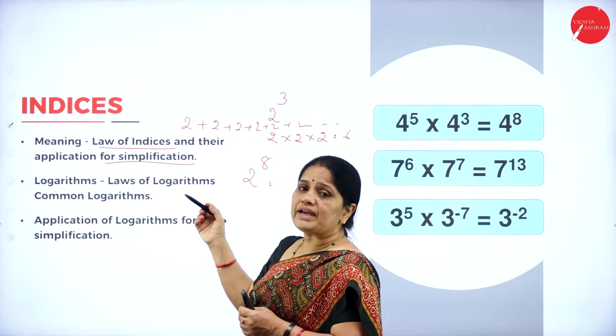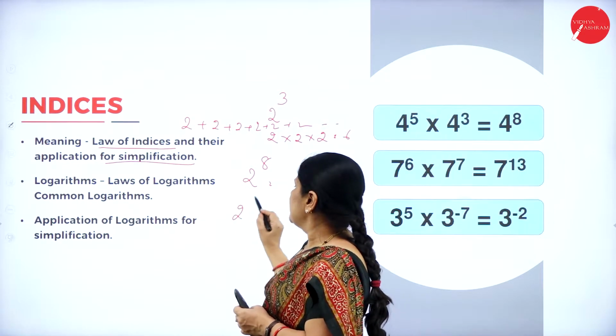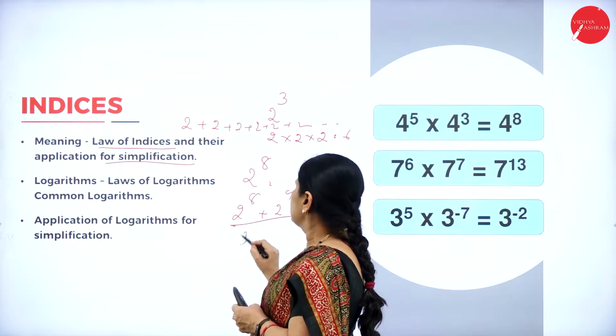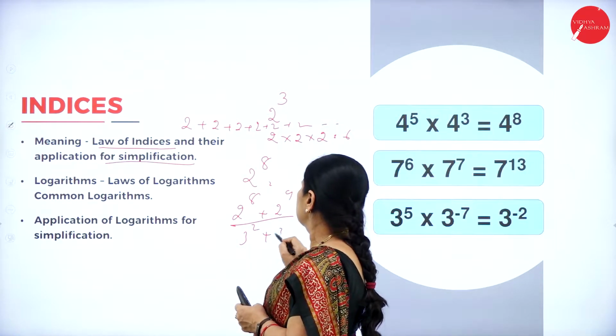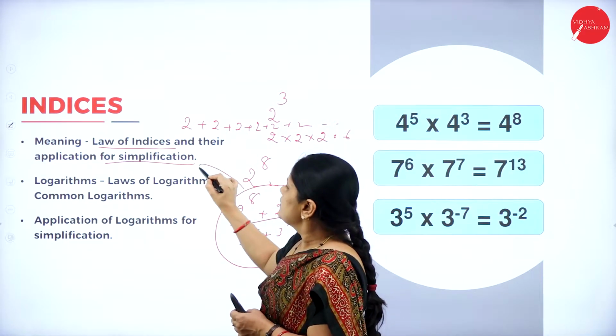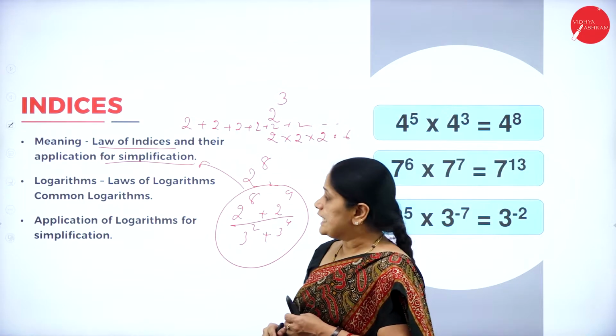How do you simplify? Whenever numbers are given, such as 2 to the power of 8 plus 2 to the power of 9 by 3 to the power of 2 plus 3 to the power of 4, how do you simplify this? All this we will be learning in this chapter, indices.